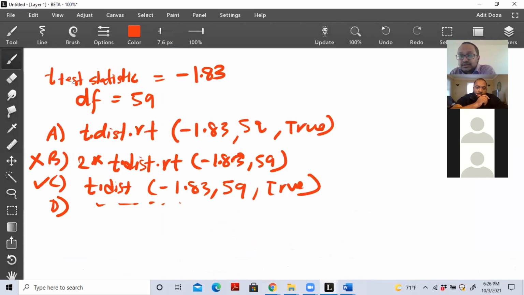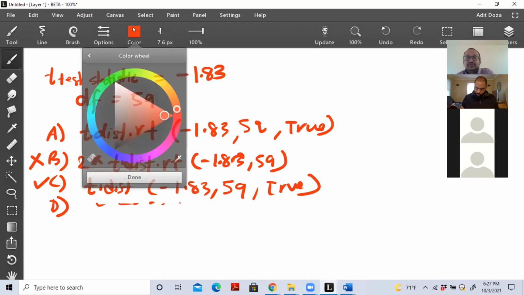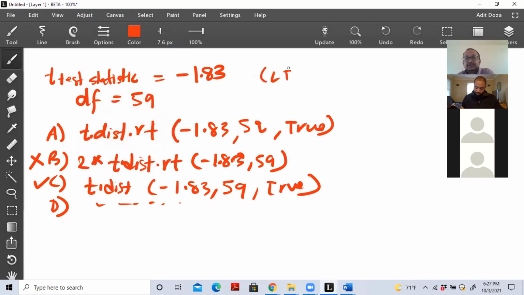So if a question comes up like: calculate the p-value with t-test statistic negative 1.83 and degree of freedom 15. Here it would be C, right? Because it's not two-tailed, it's a lower tail question. So something like this will come up.